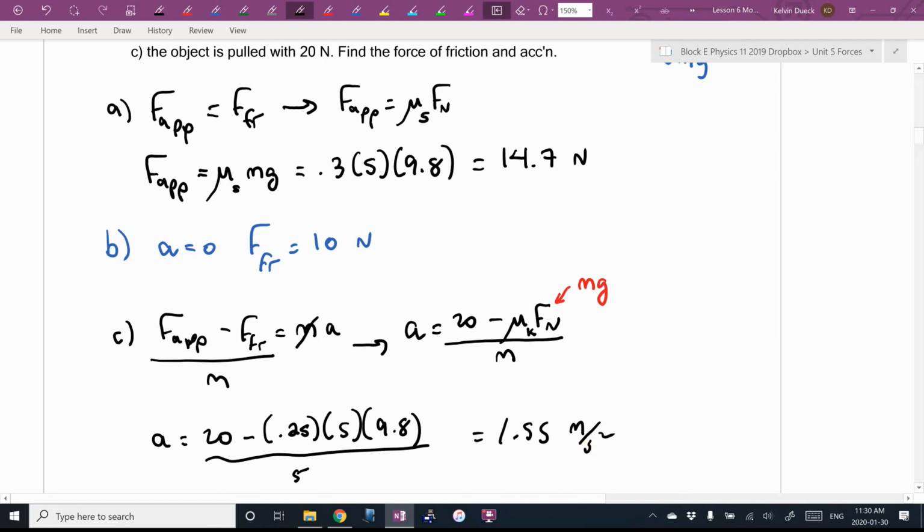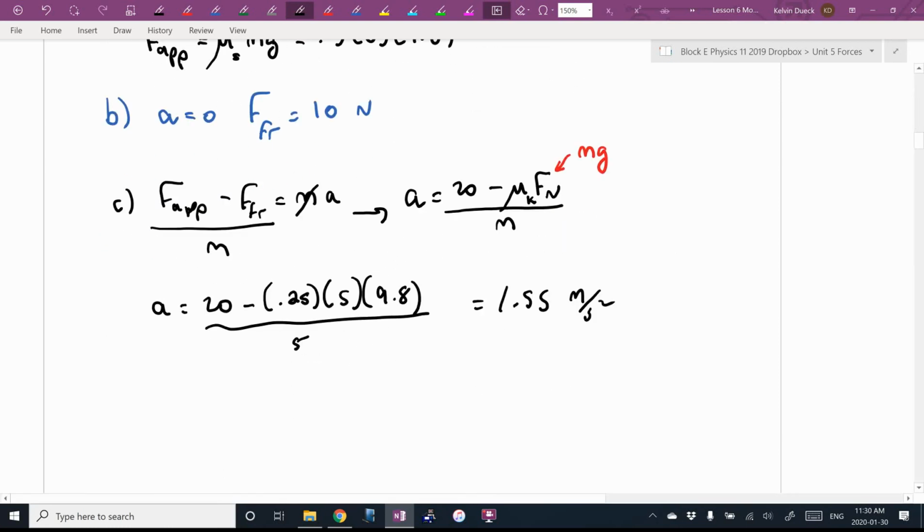That's the acceleration. Part C also wanted me to find the force of friction. Okay, the force of friction is going to be mu k times the normal force. In fact, I've got it sitting right here. It's going to be 0.25 times 5 times 9.8. That I can do in my head. It's 12.25, I think. I'll go 12.3 to 3 sig figs just for giggles, but I did it to 4 sig figs in my head.